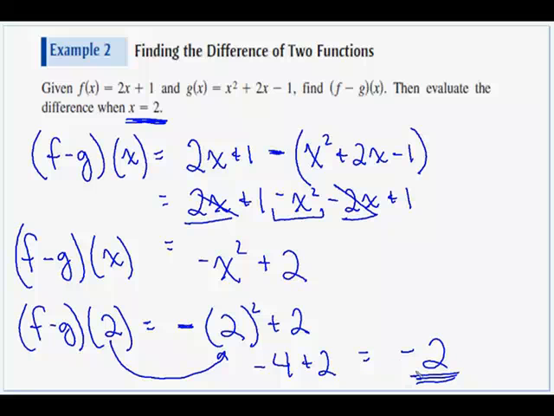We could have found that same answer by plugging the negative 2 into the f function and getting that value, plugging the same negative 2 into the g function, getting that value, and then subtracting them after the fact.